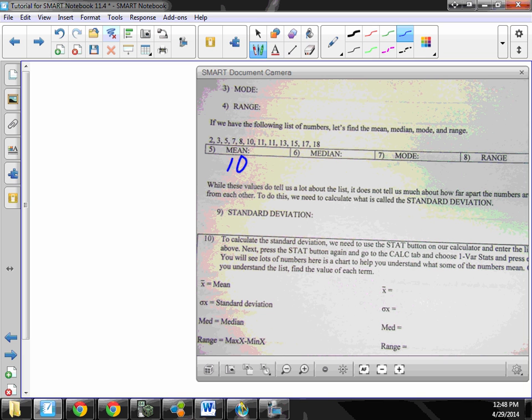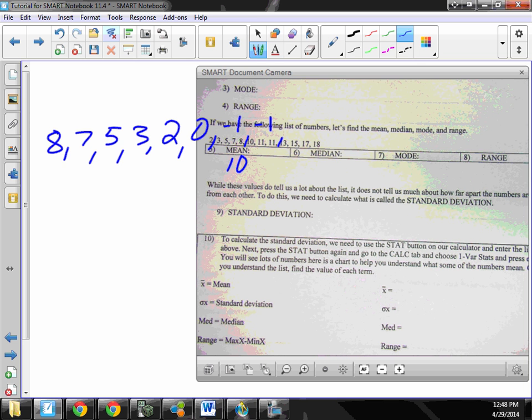So what is 10 minus 2? 8, 7, 5, 3, 2, 0, negative 1, negative 1, negative 3, negative 5, negative 7, and negative 8. You don't need to write this down. So this represents all of the distances. But distances are supposed to be positive.